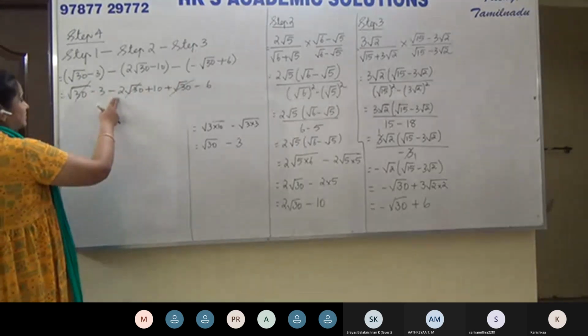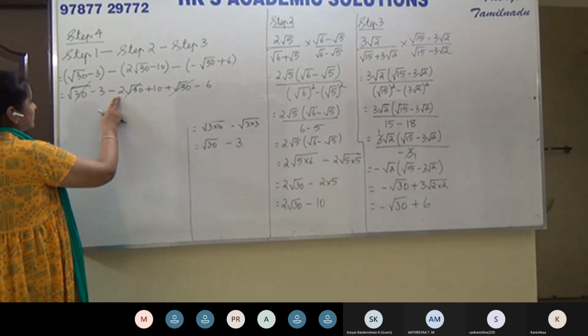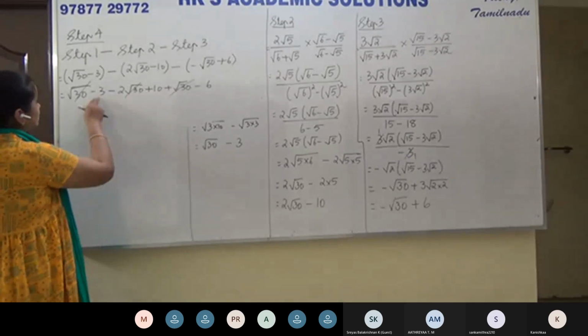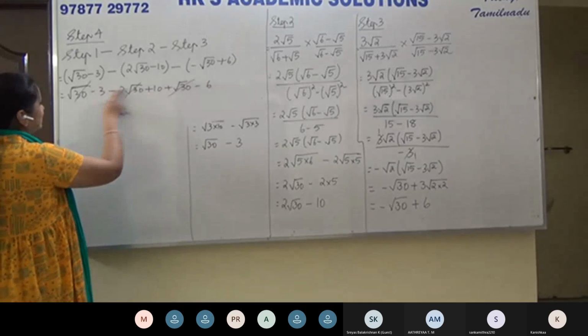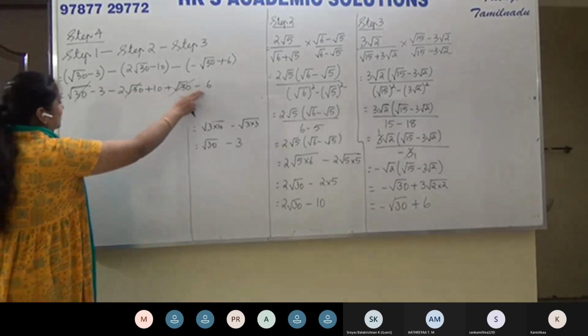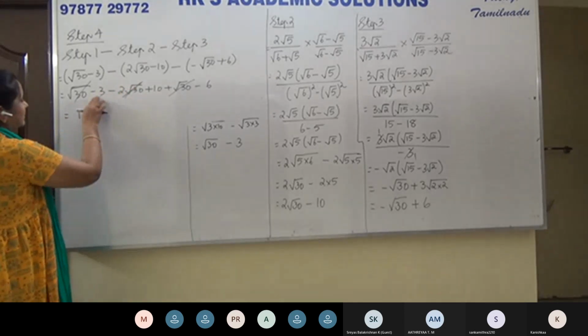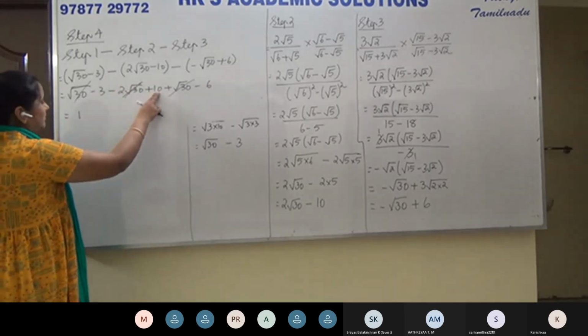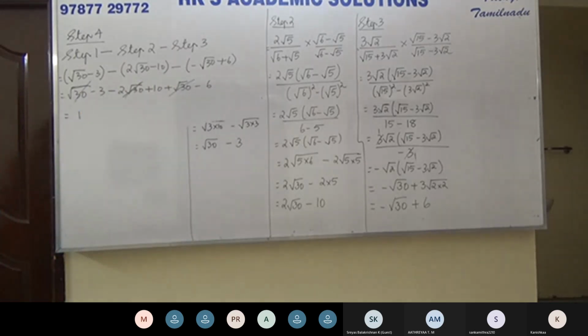Minus 3 minus 2 is minus 5. Oh no, sorry, minus 3. Where am I? Sorry, minus 3 and plus 10. Minus 3 plus 10 is 7. 7 minus 6 is 1. And the answer is -1, ma'am.